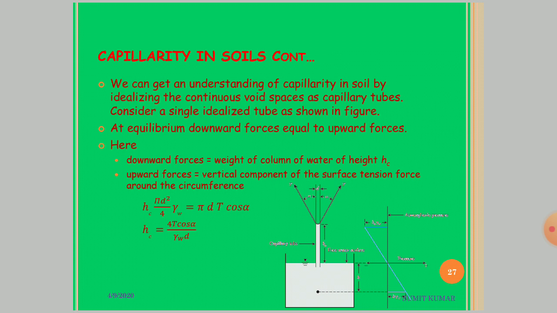We can get an understanding of capillarity in soil by idealizing the continuous void spaces as capillary tubes. As shown in the figure, consider a single idealized tube. At equilibrium, the downward forces equal the upward forces. Here, the downward force is the weight of the column of water of height hc, and the upward force is the vertical component of the surface tension force around the circumference. After equating these forces, we get capillary rise hc is equal to 4T cos alpha divided by gamma w into d.